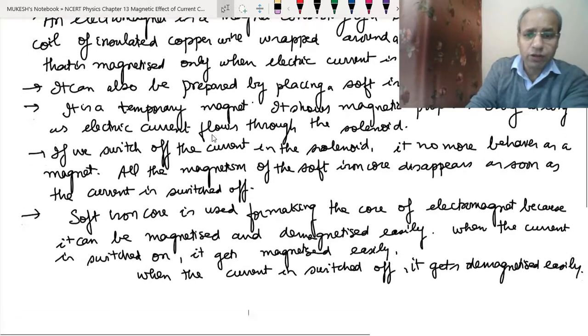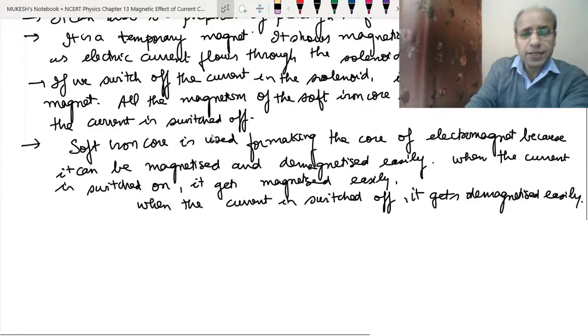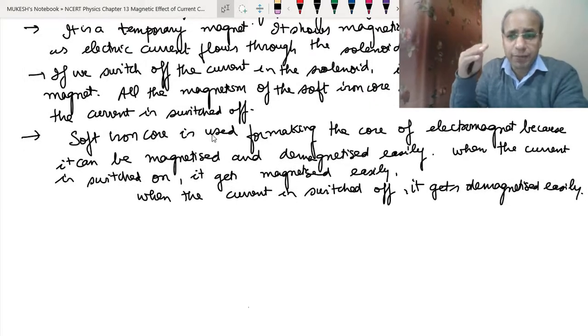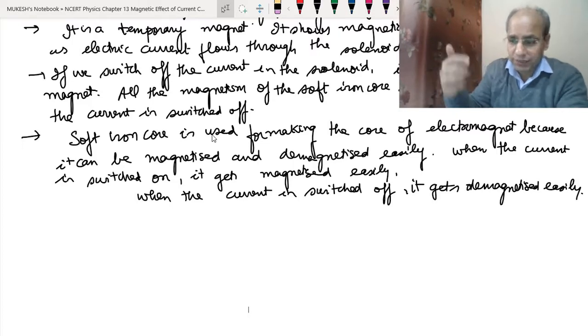Now, why don't we use steel? Basically, steel has a high retentive power. So it will take time to get magnetized, and once it gets magnetized, it will be difficult to lose its magnetism because it has a very high retentive power. So that is why we do not use steel as the core of an electromagnet.